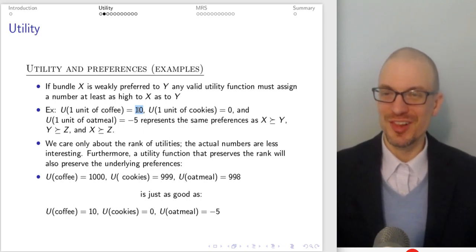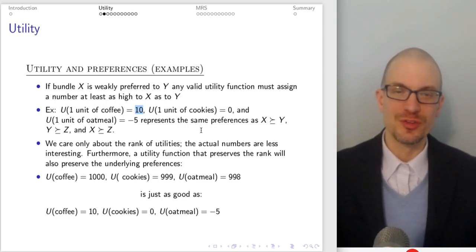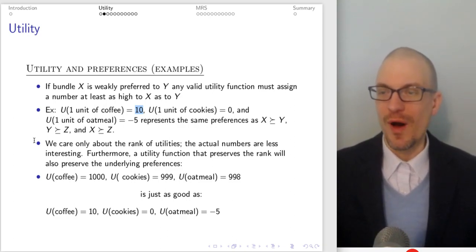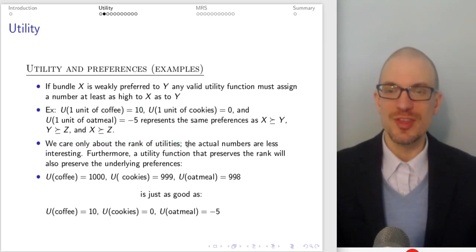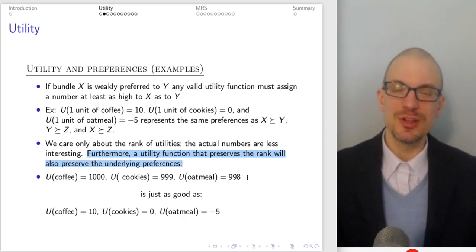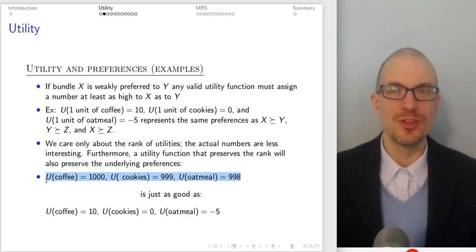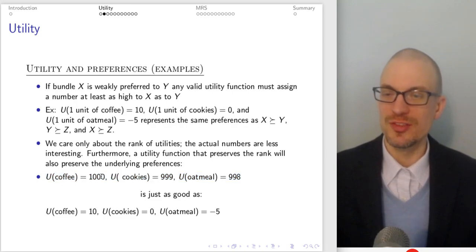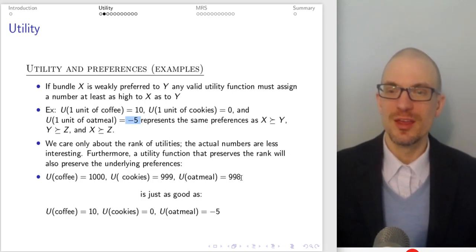As a matter of fact, I actually like coffee and cookies and oatmeal, and this is perfectly consistent with those underlying preferences for myself. Why? Because we only care about the rank of utilities. The actual numbers are less interesting. So this different utility function is going to give me the same preferences. All this is going to say is that I like coffee more than I like cookies, more than I like oatmeal. You might be tempted to say, Ben hates oatmeal. Nope. The actual numbers are less interesting. All we can say is something about the ranking.